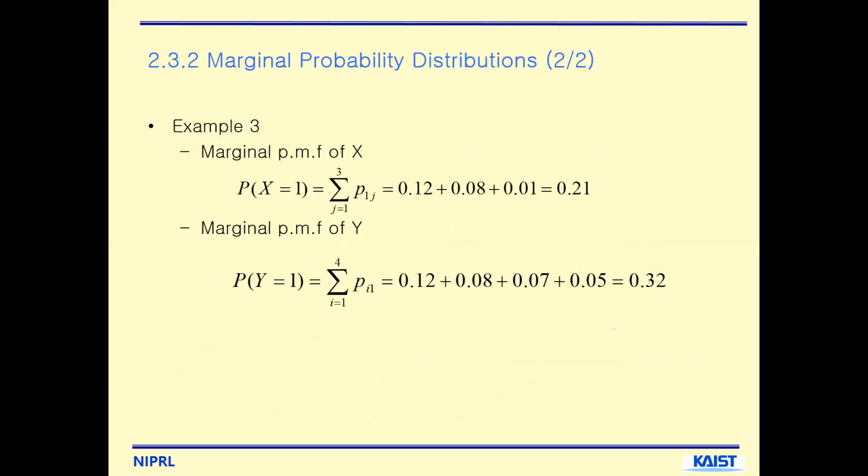From the example that I gave you before, how can we figure out the marginal probability mass function of x? For instance, what is the probability of s equal to 1? What is the probability that service time equal to 1? If I want to figure that out, then I'm going to add over the range of y.